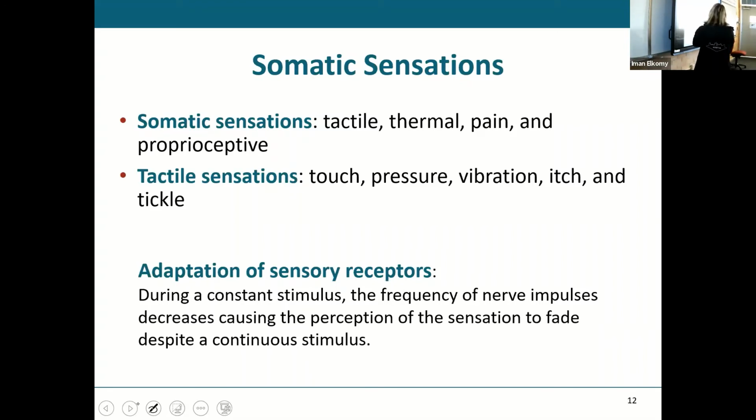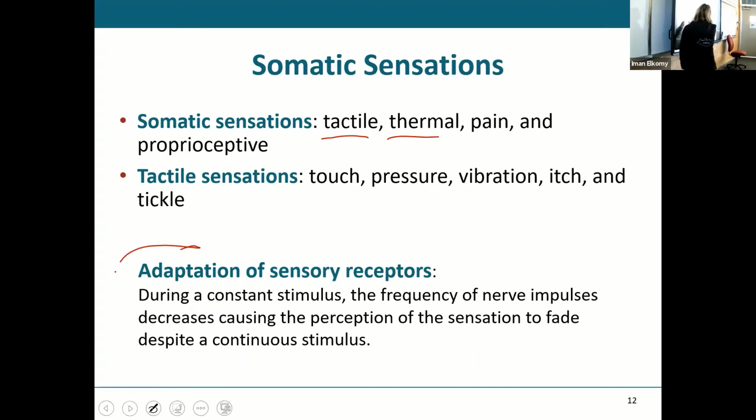Our somatic sensations are things like touch, tactile is touch, temperature, pain, proprioception. Those are all somatic sensations. And then we have tactile sensations: touch, pressure, vibration, itch, and tickle on the surface of your skin.